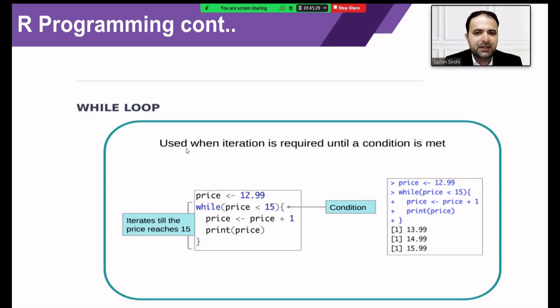Now, the next topic is the while loop. Use it when iteration is required until a condition is met. So the while loop executes until the condition holds true. For example, we have a variable. The variable is price and we have a value.